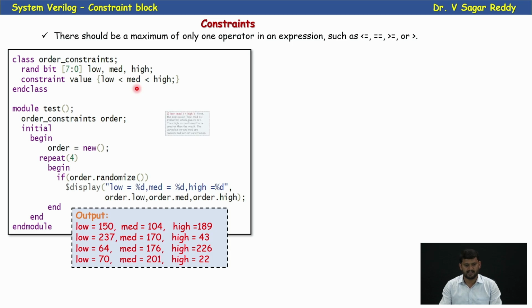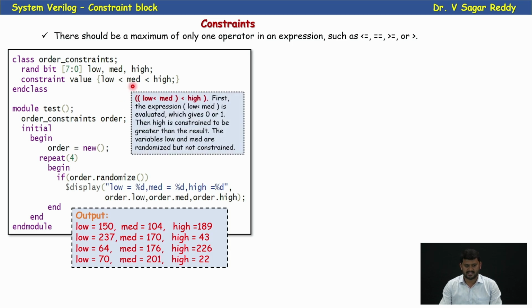So what happened here? The expression low less than mid less than high contains more than one operator, less than, less than. Now see, in this case it is like a binary condition. First it checks left to right: it checks low less than mid. Based on that, the output is either 0 or 1, and based on that, high is constrained.